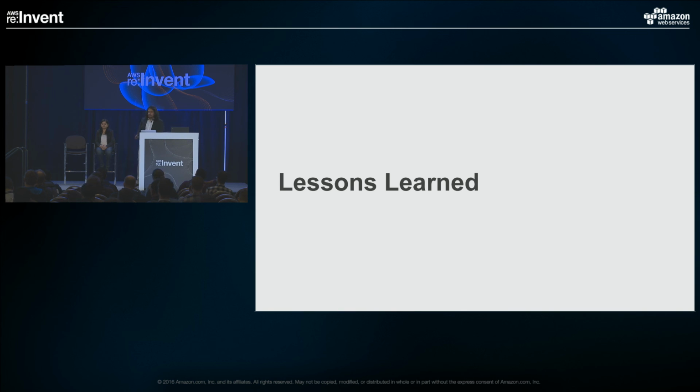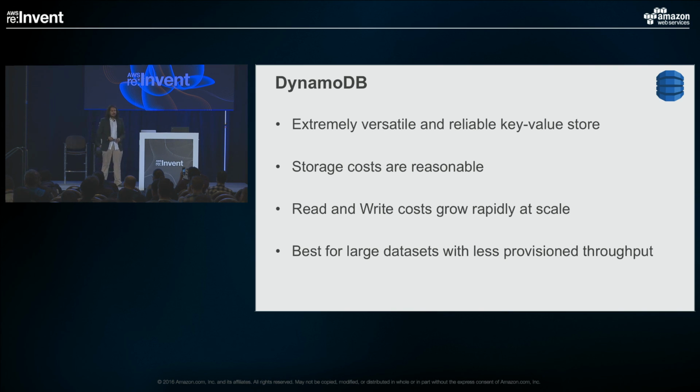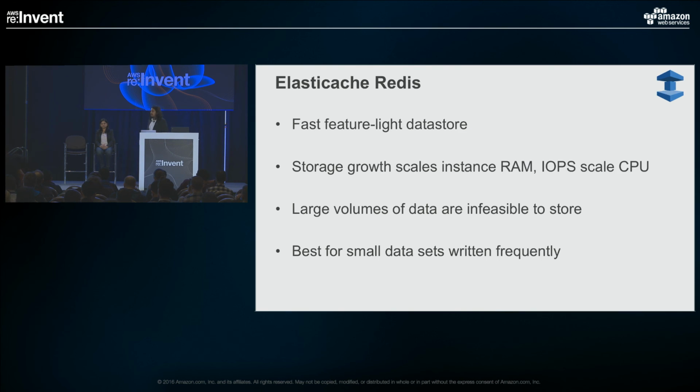So to summarize some of the lessons that we've learned, in particular with respect to each of the AWS services that we've used: DynamoDB is a very versatile and reliable key value store. It has a lot of nice features. It's very highly available. We haven't had that many issues with the cost of storage, but provisioning reads and writes will be an issue if you're not careful about it. If you are writing a lot into DynamoDB, it will cost you. So what we've found is it's maybe best for larger data sets with less provisioned throughput.